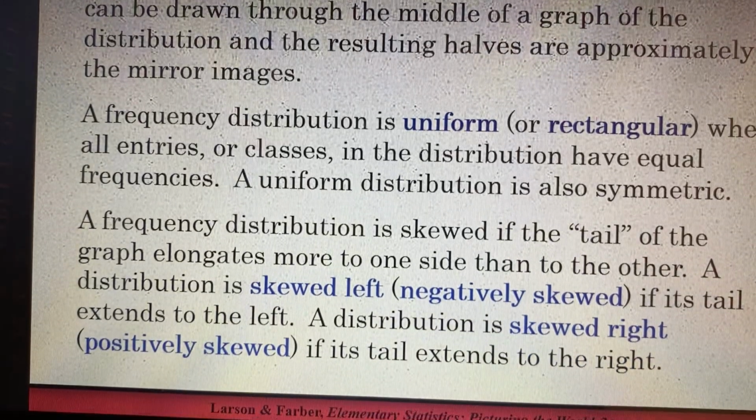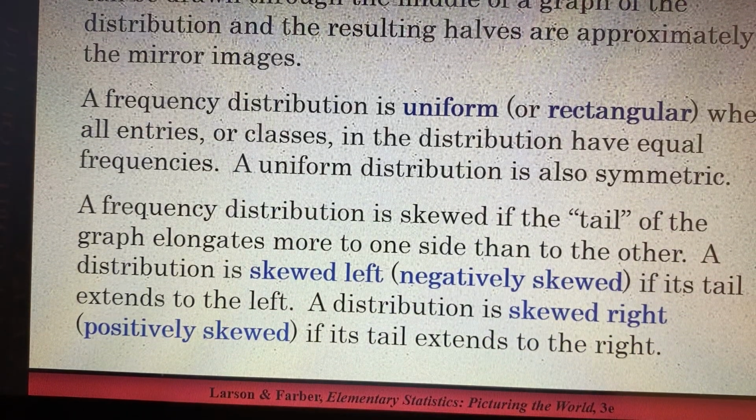Okay, and then we have two more shapes of distributions. A frequency distribution is skewed if the tail of the graph elongates more to one side than the other. A distribution is skewed left, or negatively skewed, if its tail extends to the left. A distribution is skewed right, or positively skewed, if its tail extends to the right. Okay, so we're going to look at shapes of these graphs, and it'll be really easy.